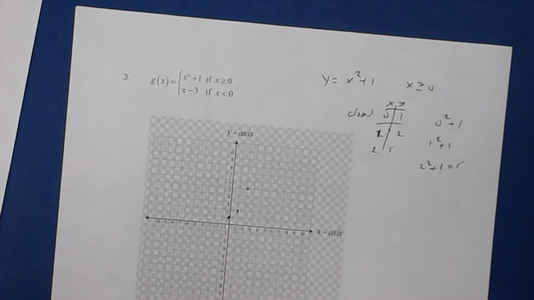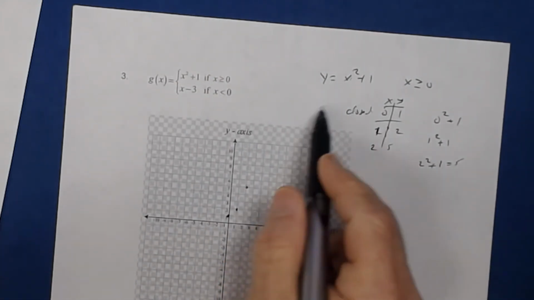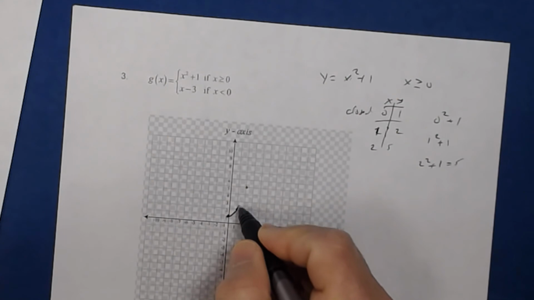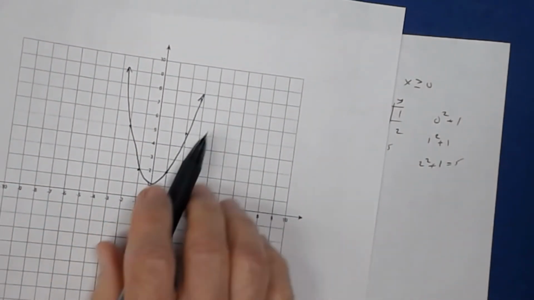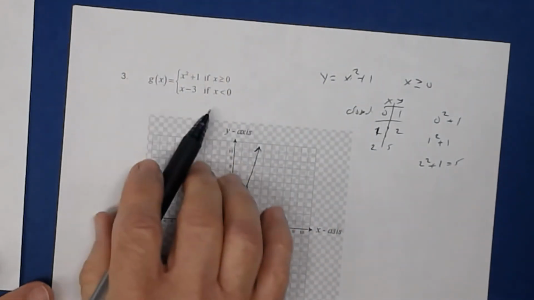All right. And so notice that this graph then looks like a parabola. See how it looks like this one? So it's actually this piece right here. Okay. Then the other part of the function is this one.